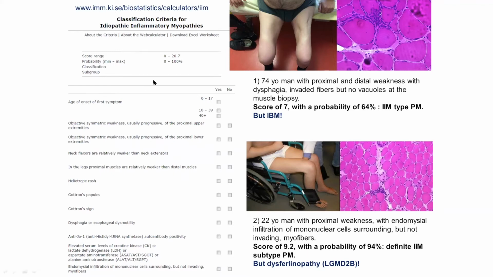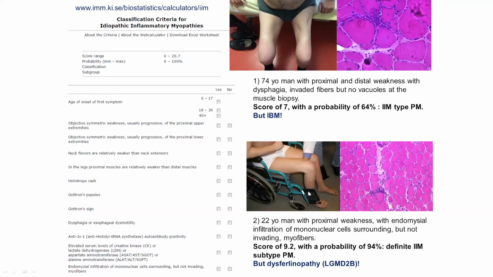So using this algorithm, you can have a good score with a high probability of polymyositis. If you are an expert, you can have a doubt and think that the phenotype of this guy is really of one IBM. But if you are not, and you use this tool, then you will conclude that it is one polymyositis. Then you will treat your patients with corticosteroids, and it's maybe not the best idea.